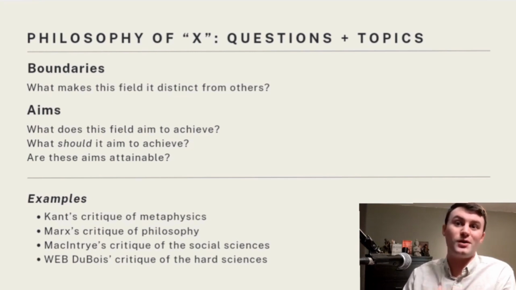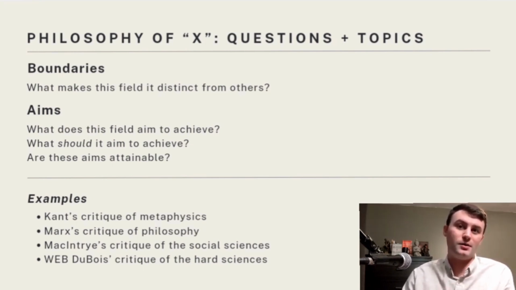We could also ask what is possible in the first place for this or that field to accomplish. We might ask whether the aims of some particular field are even attainable. A couple of examples of this kind of work might include Kant's critique of metaphysics, Marx's critique of philosophy, or Alasdair MacIntyre's critique of the social sciences in his book After Virtue.